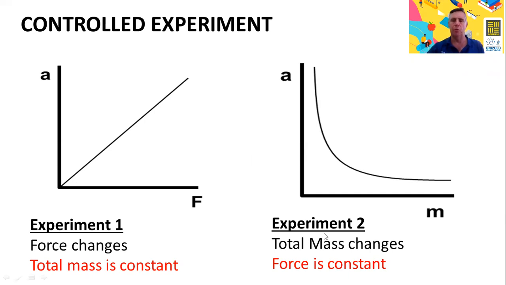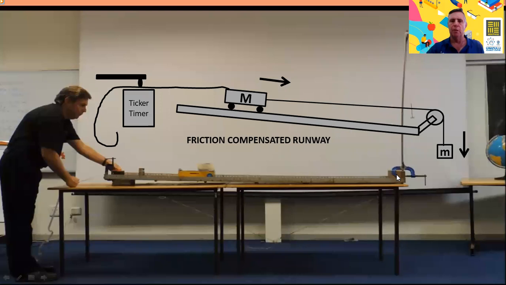In experiment two, we're measuring acceleration against mass. So in this case, the total mass changes, but the force is constant. This is very easy to do in practice because we simply keep the pulley mass constant so that the pulling force will be constant throughout the experiment. So let's go to the actual experiment, and we'll start with experiment one, acceleration versus force with a constant mass.